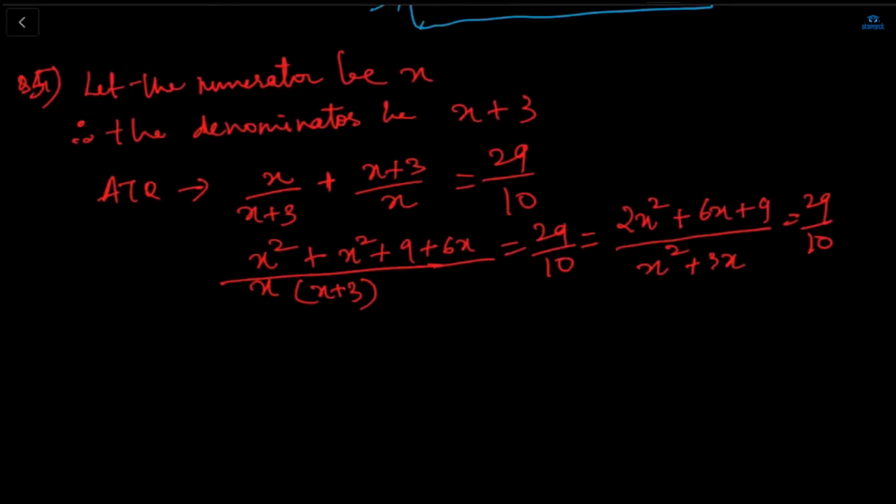Okay, very good. So we need to cross multiply: 60x plus 90 is equal to 29x square plus 87x. Okay, now it will be.